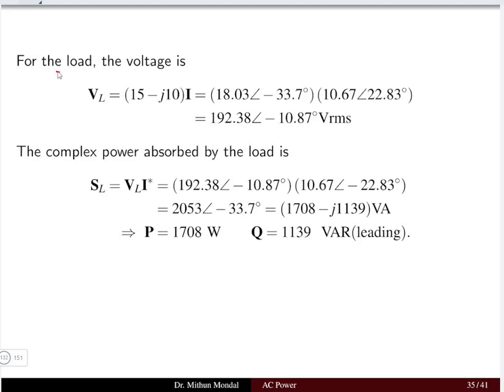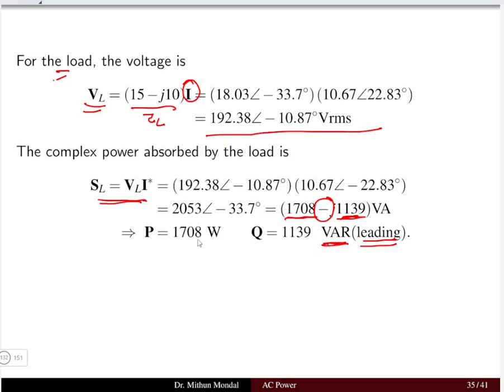Now we'll be dealing with the load. So the load impedance is given to us. Current is the same throughout the system, so we will get the load voltage. After getting the load voltage, you can determine the load complex power, and then you can obtain the real power and reactive power of the load. Now here you have a negative sign that indicates it is a leading power factor load, and the unit is volt ampere reactive for reactive power and watt for real power.